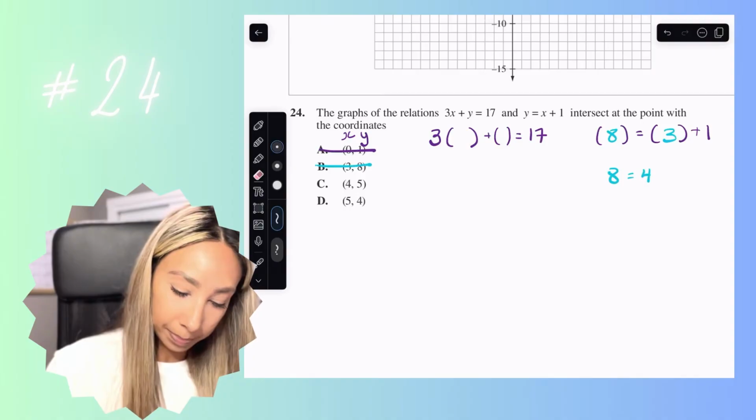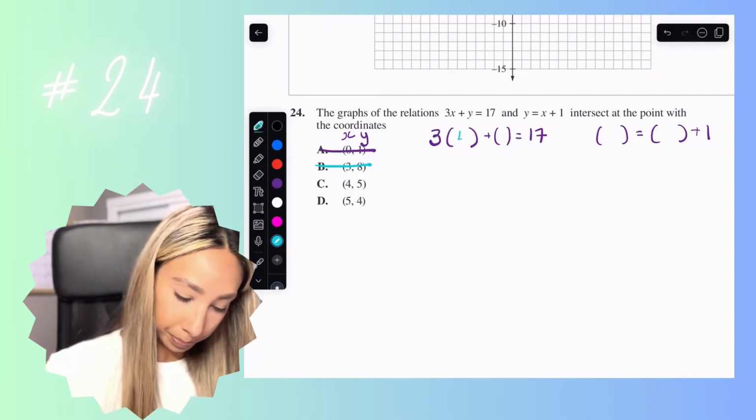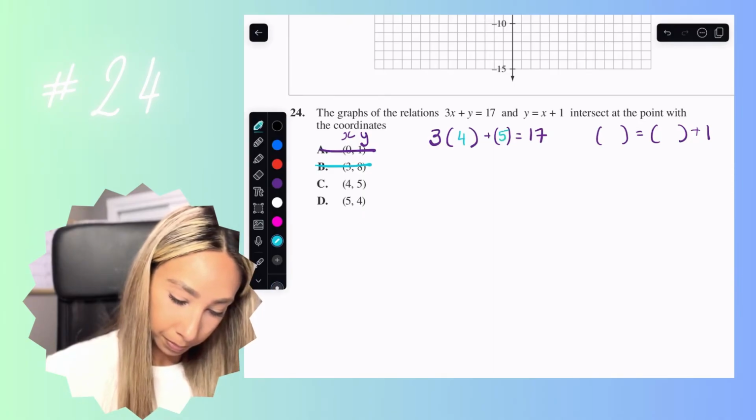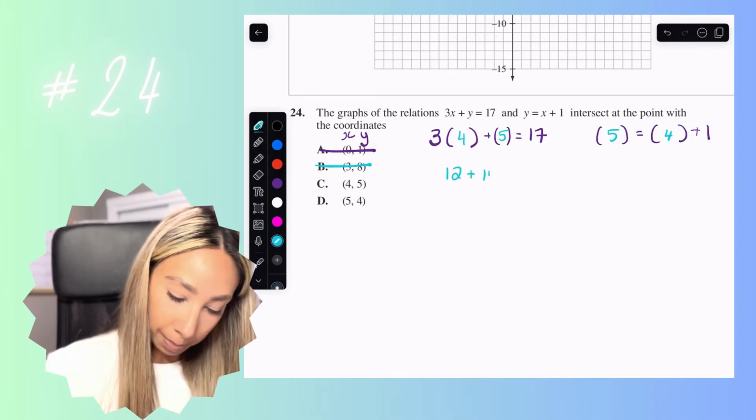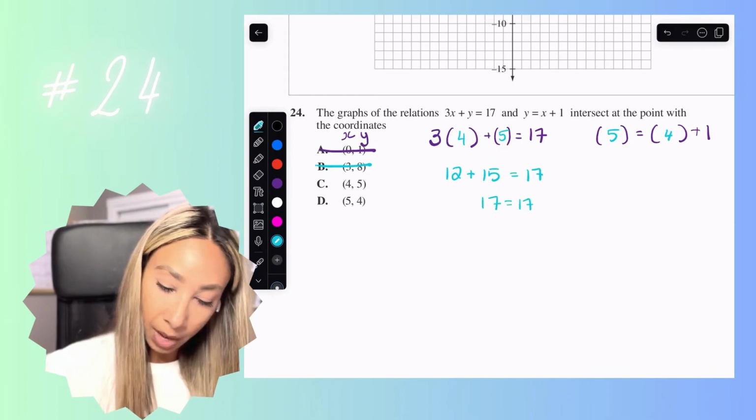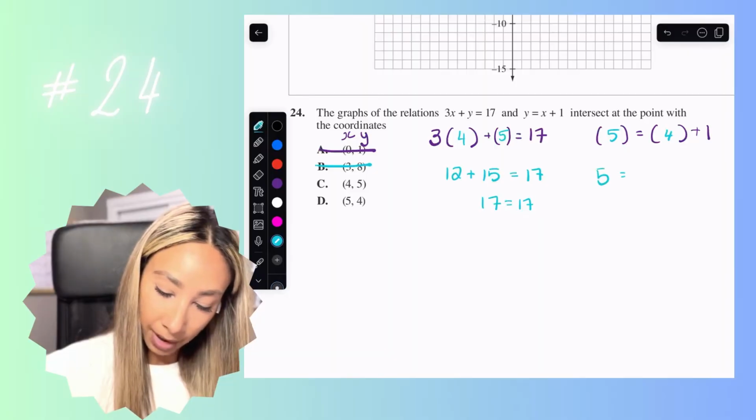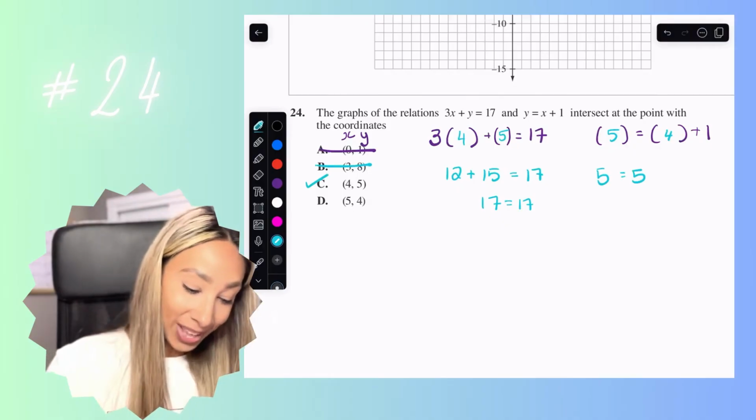Let's try C. Okay, so for C, I'm getting 12 plus 5 equals 17. So that one I do like, that 17 is equal to 17. For the opposite side, I'm saying 5 equals 4 plus 1, which is equal to 5. So that one does work.